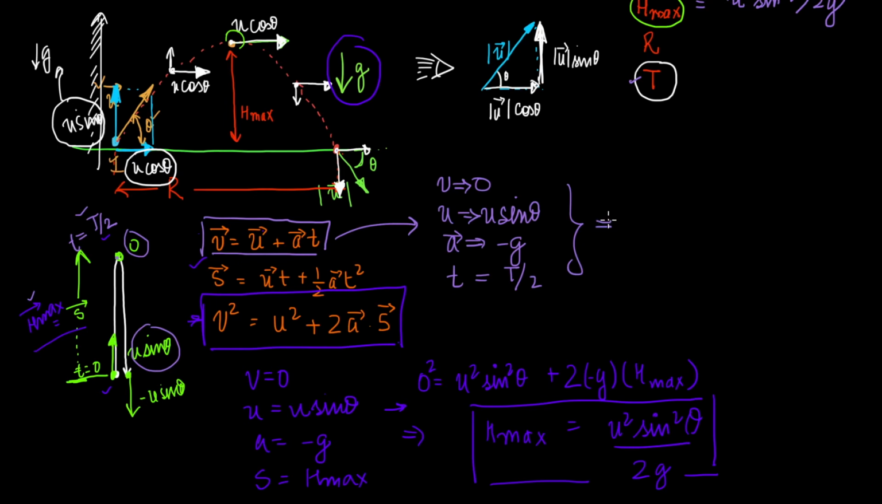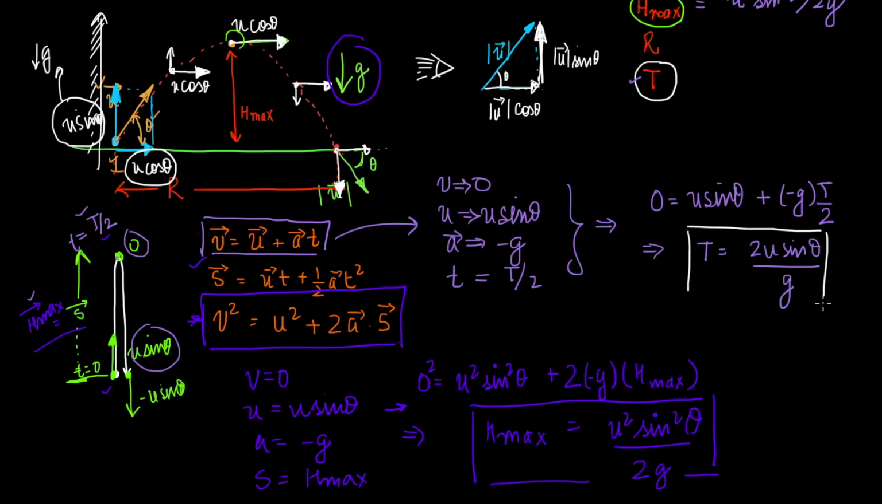If you substitute all that, you get 0 equals u sine of theta minus g times capital T by 2. So you solve this and you get T equals 2u sine of theta divided by g. So there you have it. Wonderful. That's the time of flight for the motion of the projectile. So we also have this component here, which is 2u sine of theta divided by g. That's really nice.